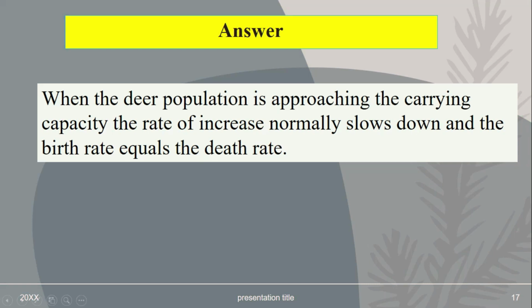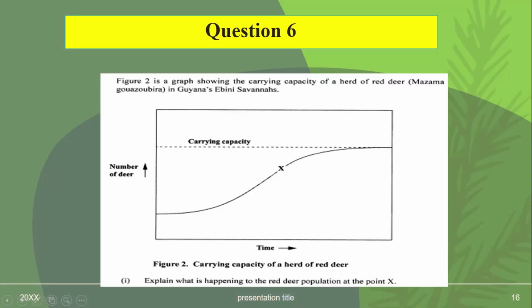It says when the deer population is approaching the carrying capacity, the rate of increase normally slows down and the birth rate equals the death rate, meaning zero growth. There's no growth in the population. The growth in the population is zero, right? As you can see right here, the population grows up here, but once the line gets flat at the top, the carrying capacity is reached and the population stops growing. So at X, this is where the population growth slows down.